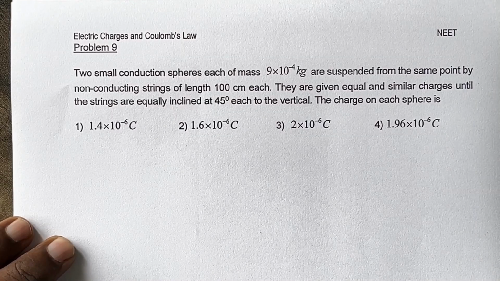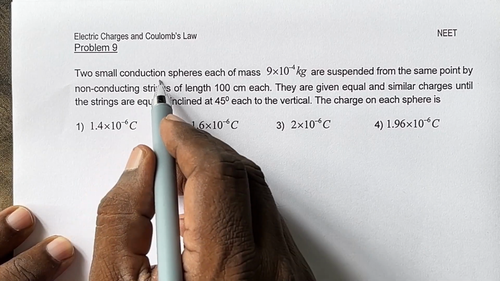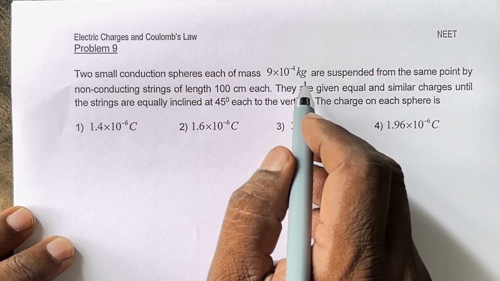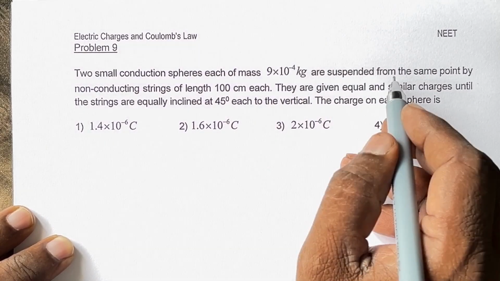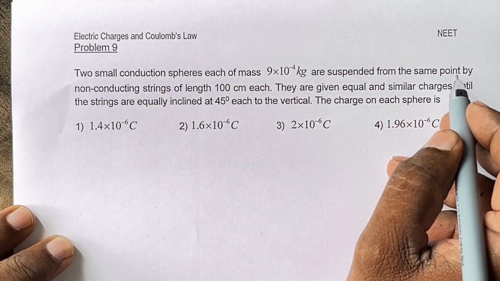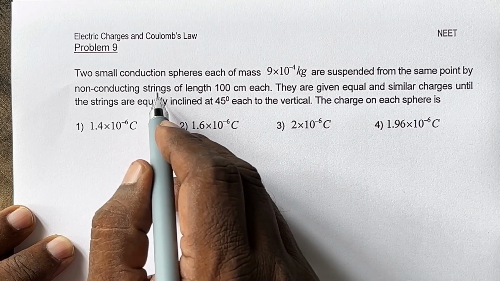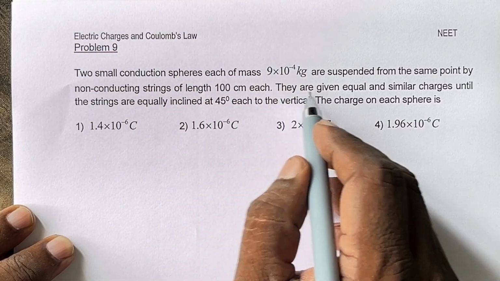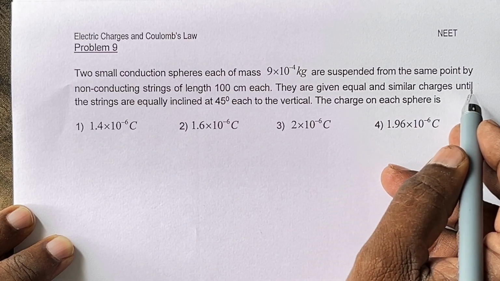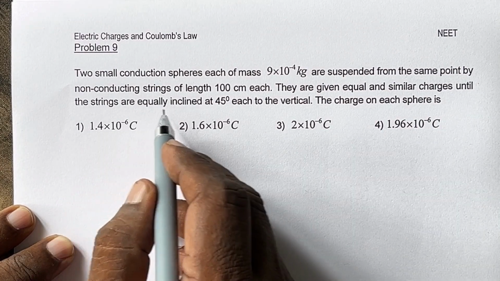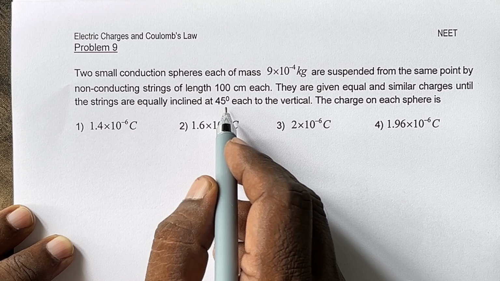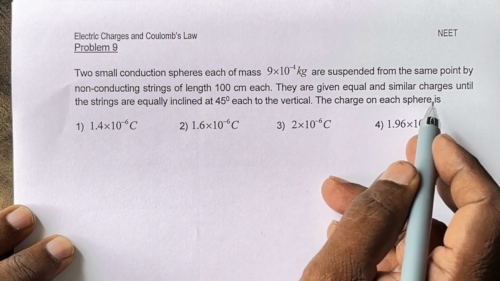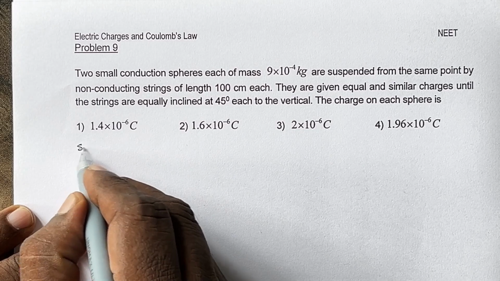In this problem, two small conducting spheres, each of mass 9 into 10 to the power of minus 4 kg, are suspended from a small point by non-conducting strings of length 100 centimeter each. They are given equal and similar charges until the strings are equally inclined at 45 degrees each to the vertical. The charge on each sphere is.